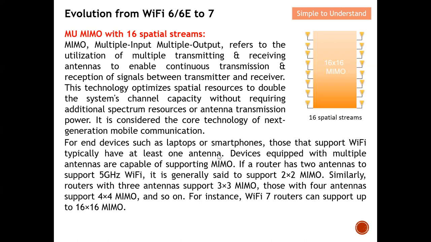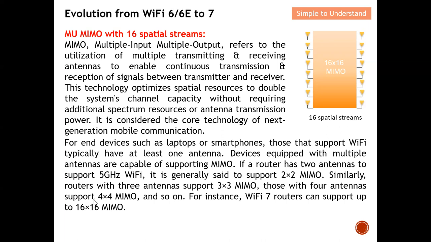Which means that if you have more than one antenna, you are actually supporting MIMO, multiple input, multiple output. If a router has two antennas to support 5 gigahertz Wi-Fi, it is generally said to support 2x2 MIMO. A similar router with three antennas supports 3x3 MIMO. Those with four antennas support 4x4 MIMO and so on. But for Wi-Fi 7, the router can support up to 16x16 MIMO.